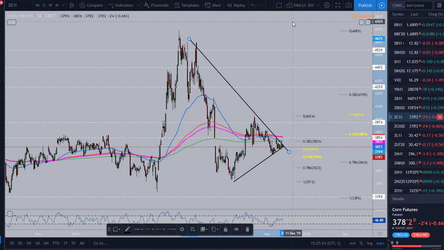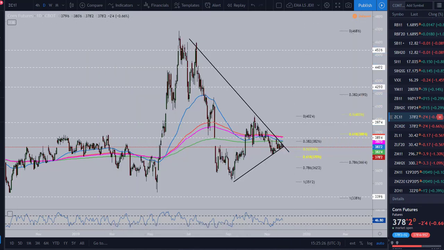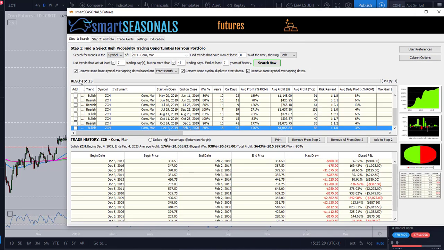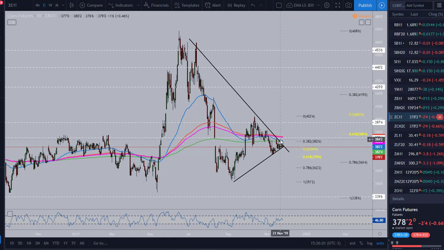Now, if we want to dial in even more precise dates that we could consider looking at, we could use our smart futures scanner and see that we have a bullish seasonal setup on or around 12/4, lasting about 2 months, which is around February 4th. The trade has been profitable 80% of the time over the last 15 years. The average profit has been a little over $1,000 per contract. So in corn futures, that equates to roughly 20 cents.